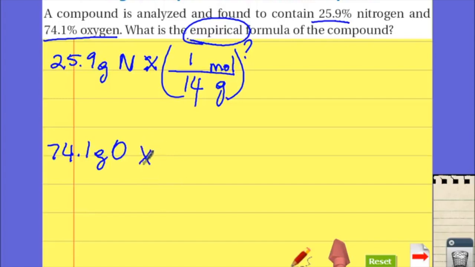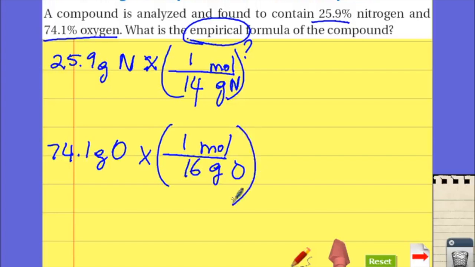So I convert it to moles. This is moles, this is grams. This is grams of oxygen, this is grams of nitrogen. So 1 mole of oxygen has a mass of 16 grams of oxygen. I cancel grams. What is 25.9 divided by 14? 1.85. This is moles of nitrogen.